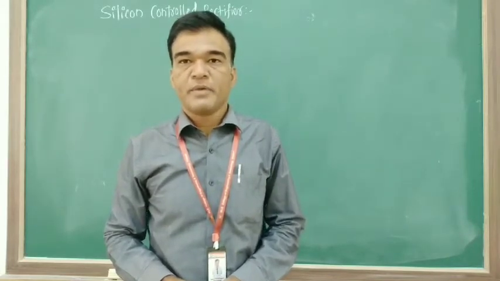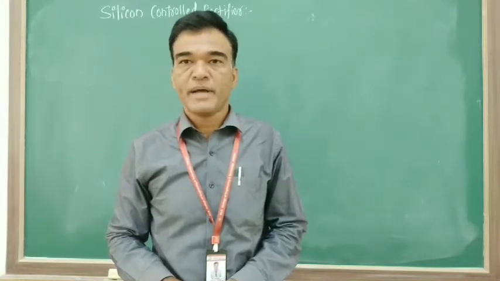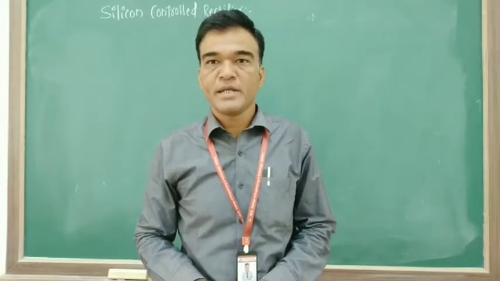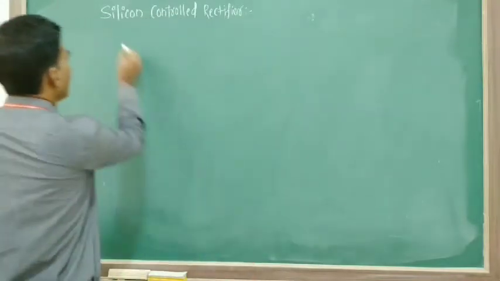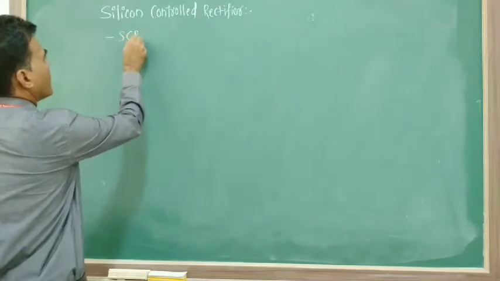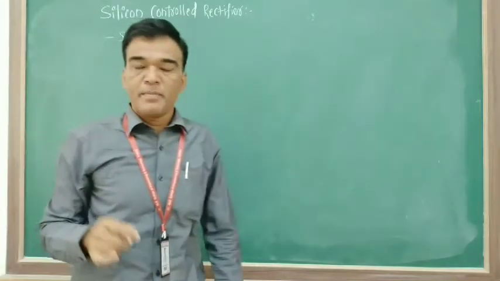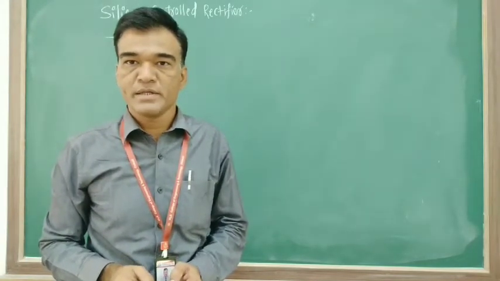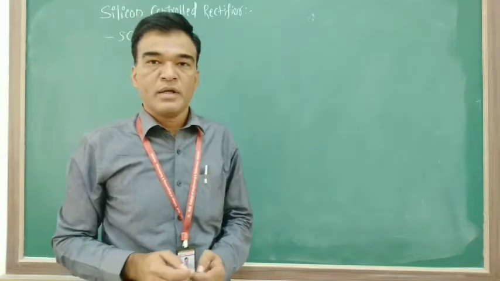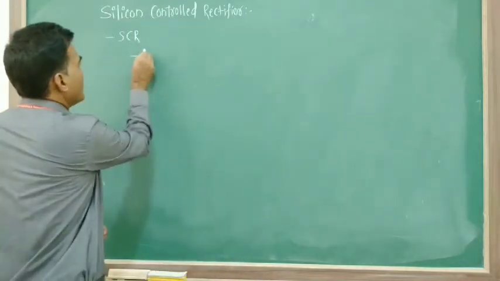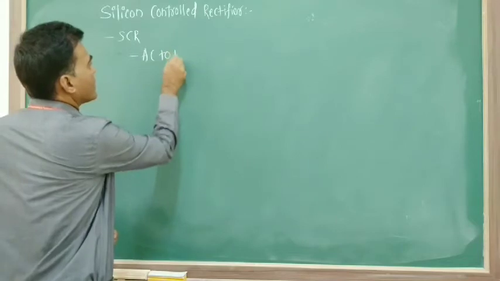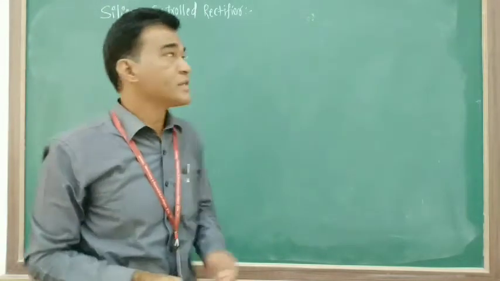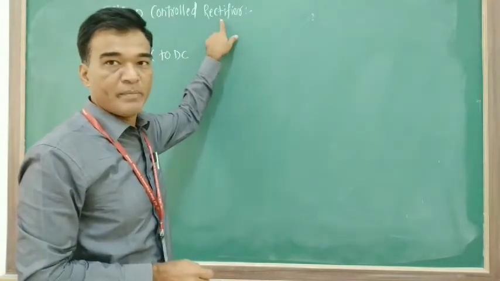Today we will see one of the important semiconductor devices called the silicon control rectifier, most commonly abbreviated as SCR. It is fabricated using silicon material, hence the name silicon. It is used in AC to DC converters, that is nothing but a rectifier, hence the term rectifier in the name.